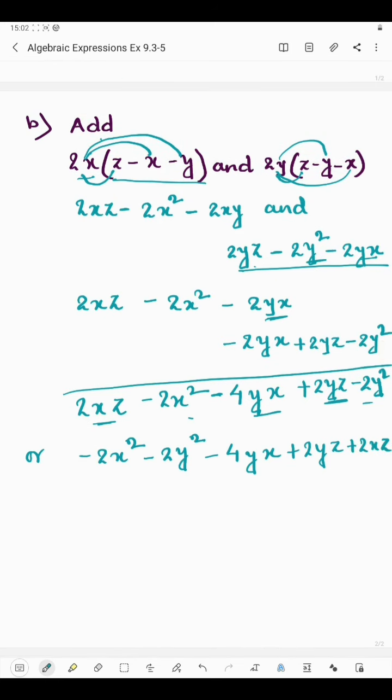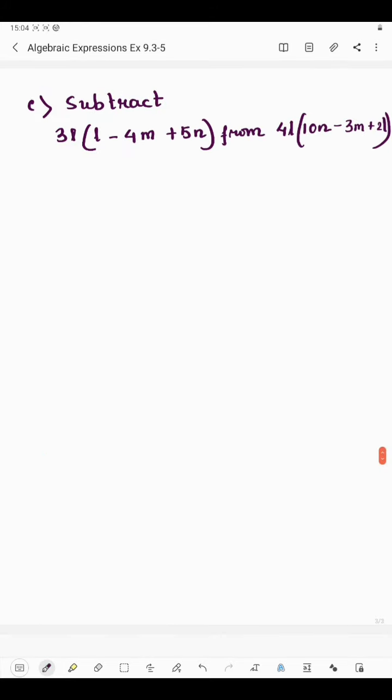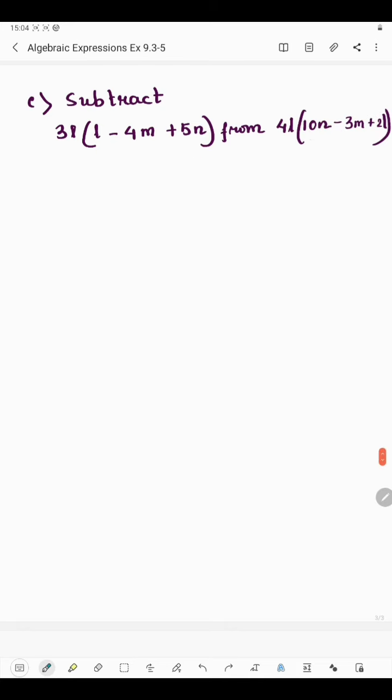Okay, now coming to the C part. In the C part, we have to subtract the two expressions. Here we will subtract this expression from this expression. Okay. Now before doing subtraction, we will just multiply this. We will just solve this part because until and unless we multiply this, we don't know the actual terms, right? So we will just multiply this.